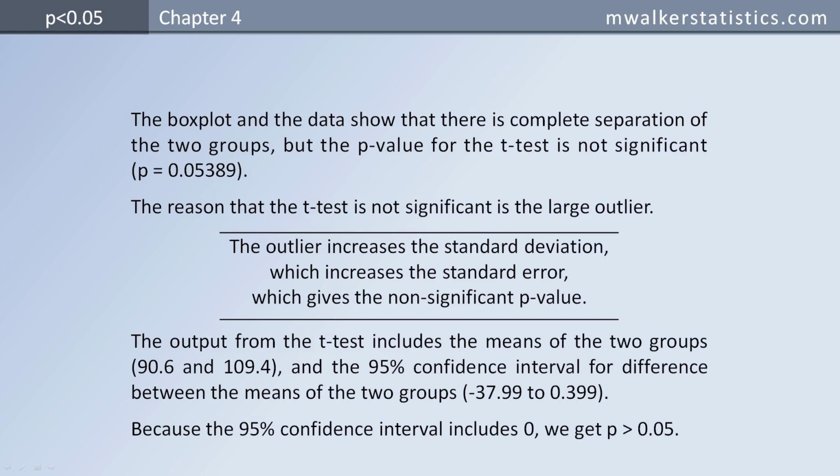P equals 0.05389. The reason that the t-test is not significant is the large outlier. The outlier increases the standard deviation, which increases the standard error, which gives the non-significant p-value. The output from the t-test includes the means of the two groups, 90.6 and 109.4, and the 95% confidence interval for difference between the means of the two groups, minus 37.99 to 0.399. Because the 95% confidence interval includes 0, we get p more than 0.05.